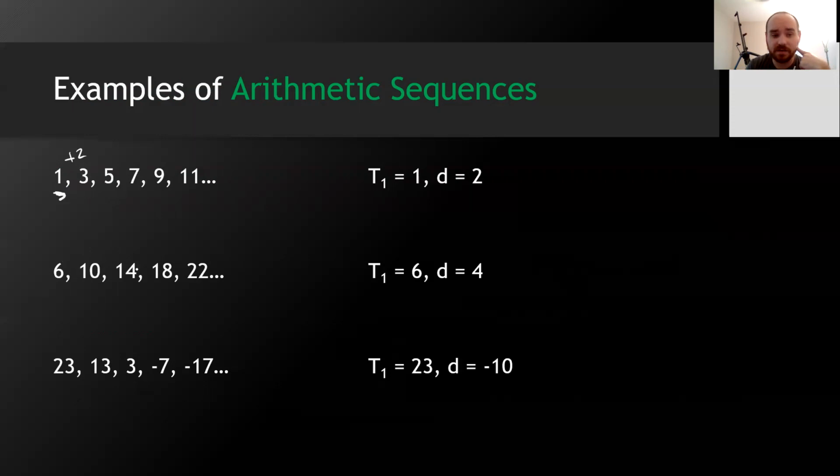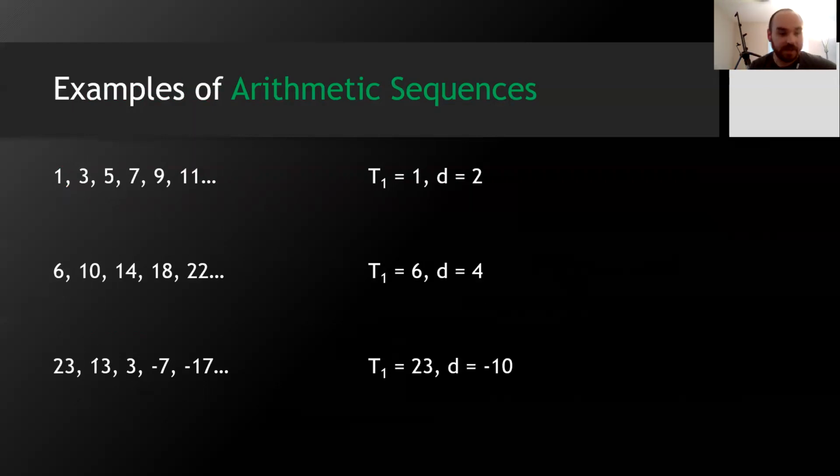Here we have 6, 10, 14, 18, 22. Our first term, t sub 1, is 6. And the difference to get from 6 to 10, we have to add 4. To get from 10 to 14, we add 4. So our d is going to be 4 once again.